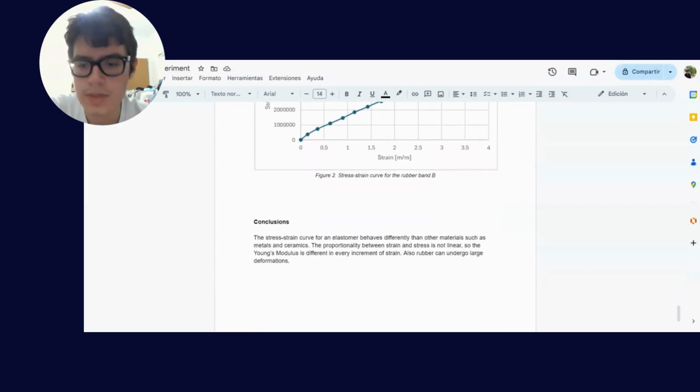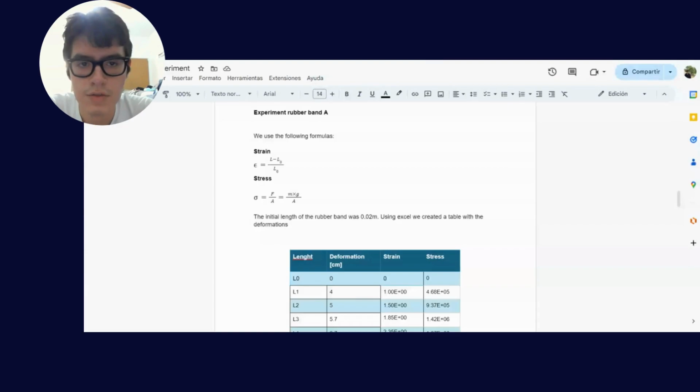Conclusions of this experiment: the stress strain curve for an elastomer behaves differently than other materials such as metals and ceramics. The proportionality between strain and stress is not linear, so the Young modulus is different in every increment of strain. We also saw that rubbers can undergo large deformations.